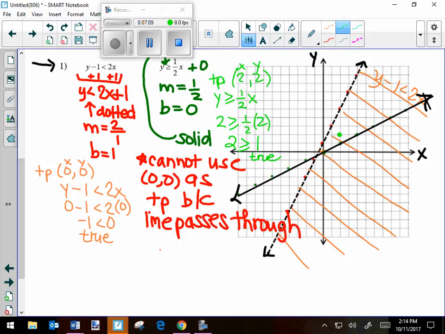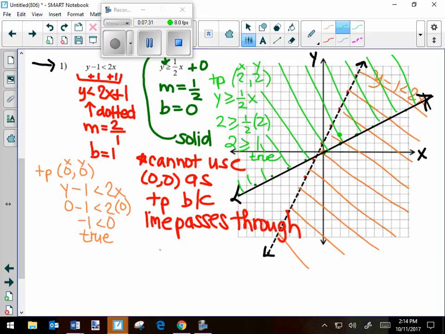So that means when I go to shade, I'm going to shade this, and I'm going to shade all these other points that are on that side of the line. So if 2, 2 is a solution and it's above the line, then all the other points above the line must be solutions as well. If your test point turns out to be false, you would shade the other side of the line that the test point is not on.